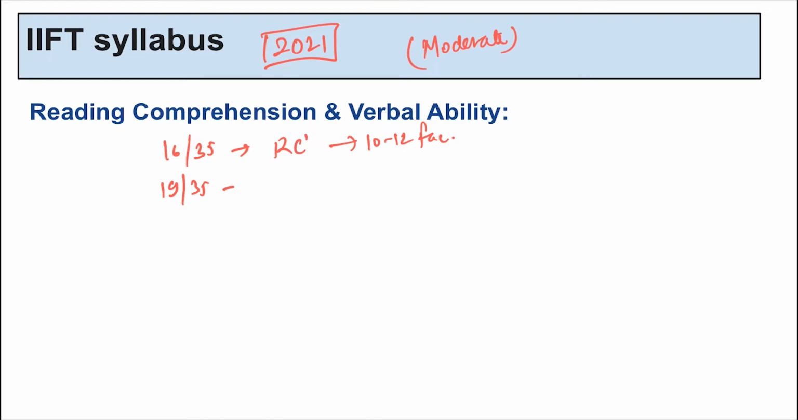So the first thing is that your reading speed has to be good. So start reading. Start reading various genres.